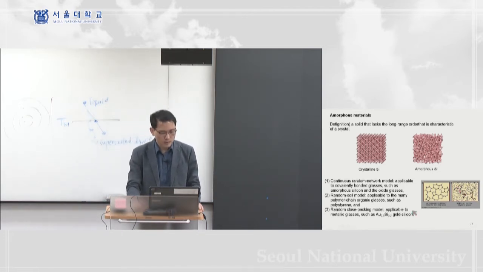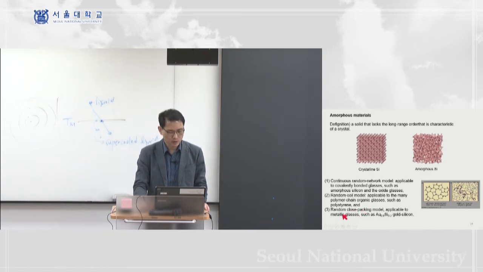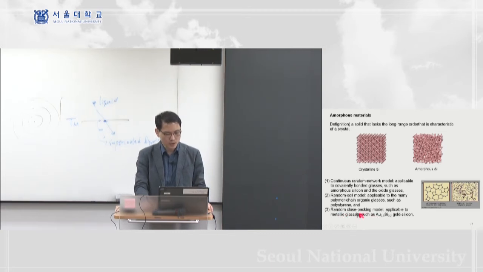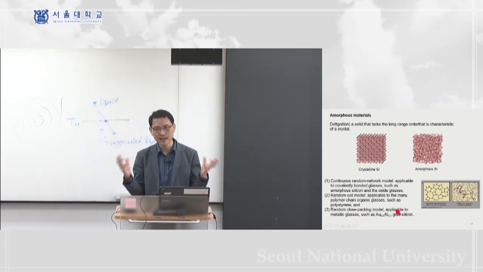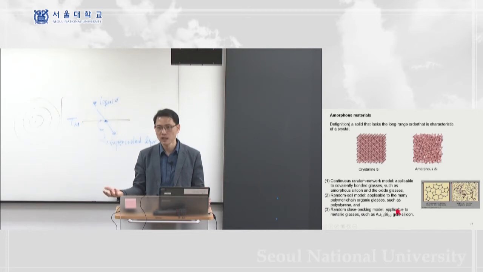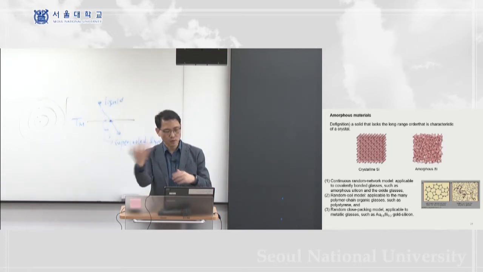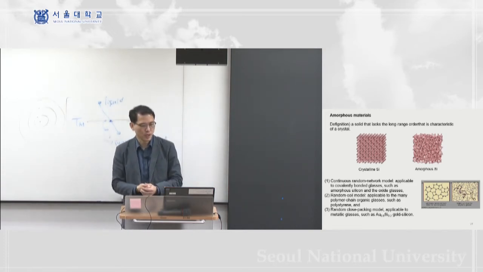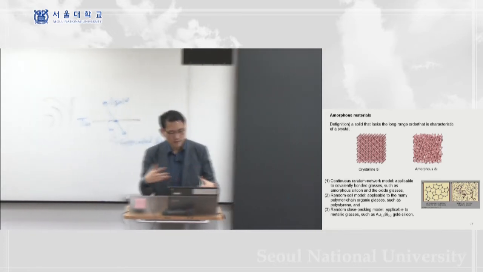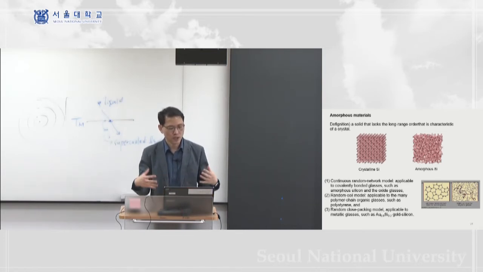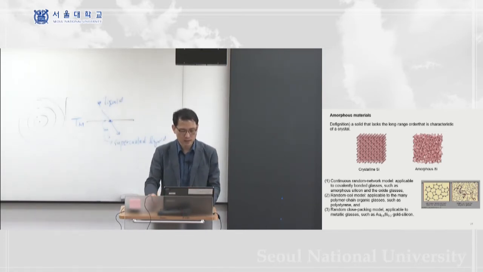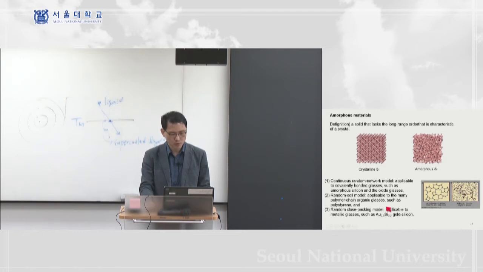Or random close packing, which is characteristic of metallic systems, the metallic glasses. In this case, you have a close packing model, but it is not really FCC or HCP-like. It is a compact structure, but it is disordered once it goes beyond the first shell. If you mix various kinds of metal atoms, you can have these metallic glasses. The most well-known system would be the gold and silicon metallic glass.